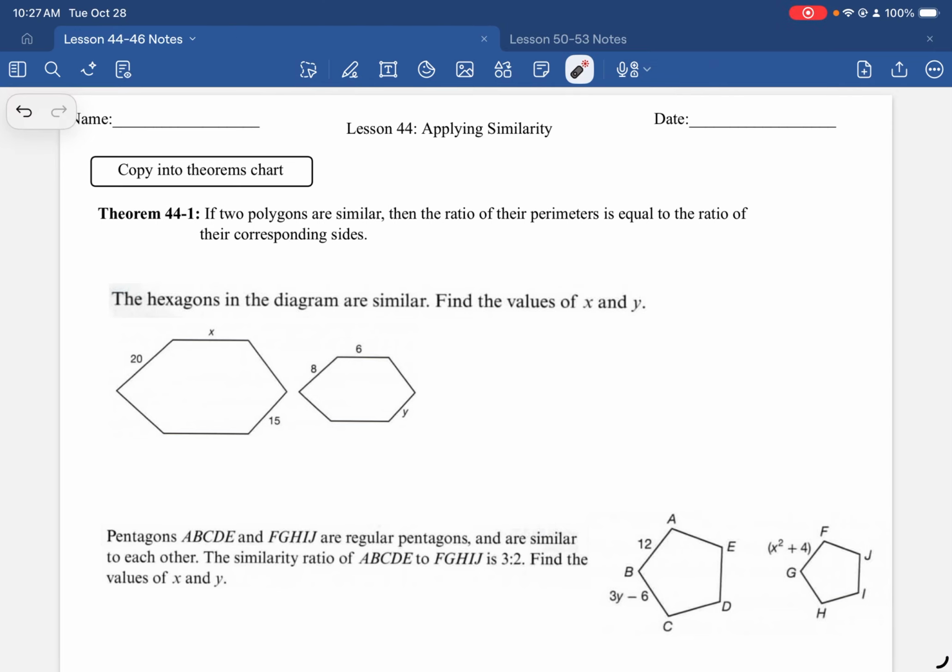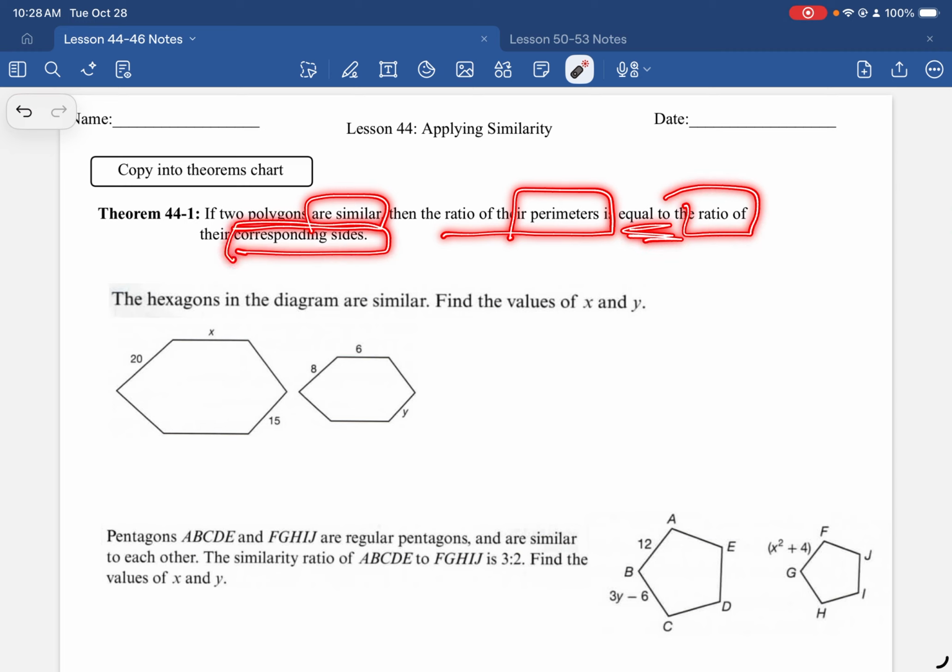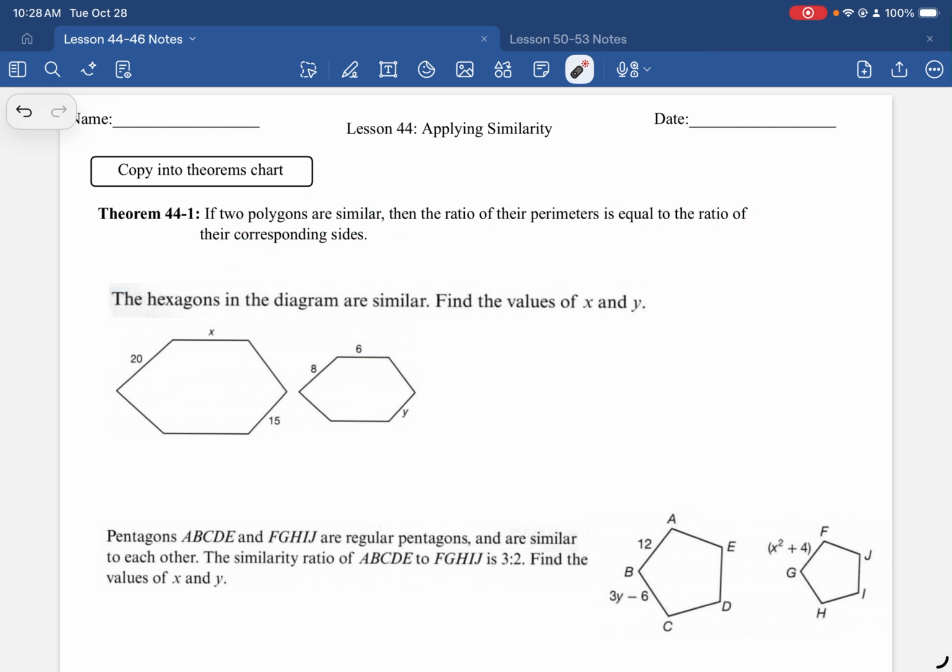Okay, this is lesson 44, applying similarity. Theorem 44-1 says that if two polygons are similar, then the ratio of their perimeters is equal to the ratio of their corresponding sides. And I'll explain that here in a minute as we work an example down below. But before we do that, I want to start with some review.